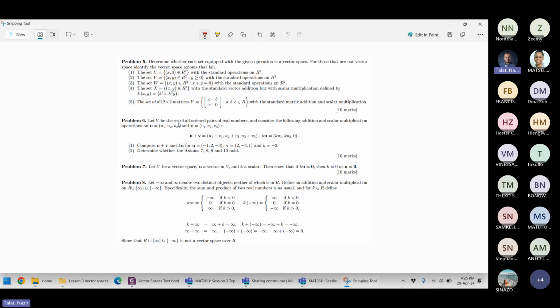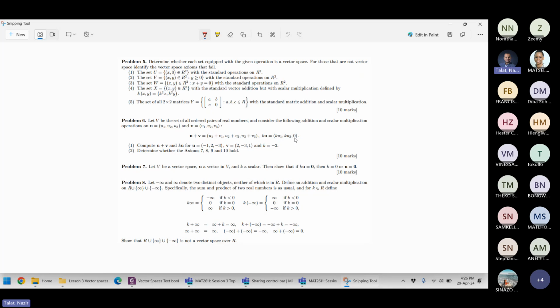Similarly, in problem number 6, we have vectors of R3. R3 means three-dimensional vectors. u is u1, u2, u3, and v is v1, v2, v3. And the vector addition is given as u plus v equal to u1 plus v1, u2 plus v2, u3 plus v3, and k times u is given as ku1, ku2, comma 0. The last element is equal to 0.